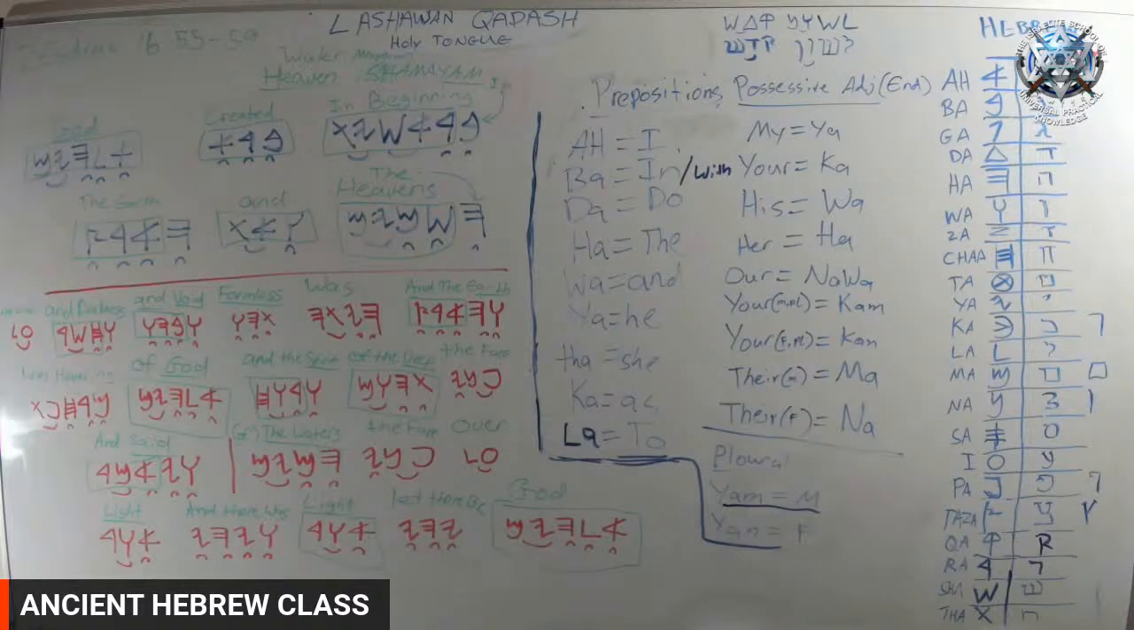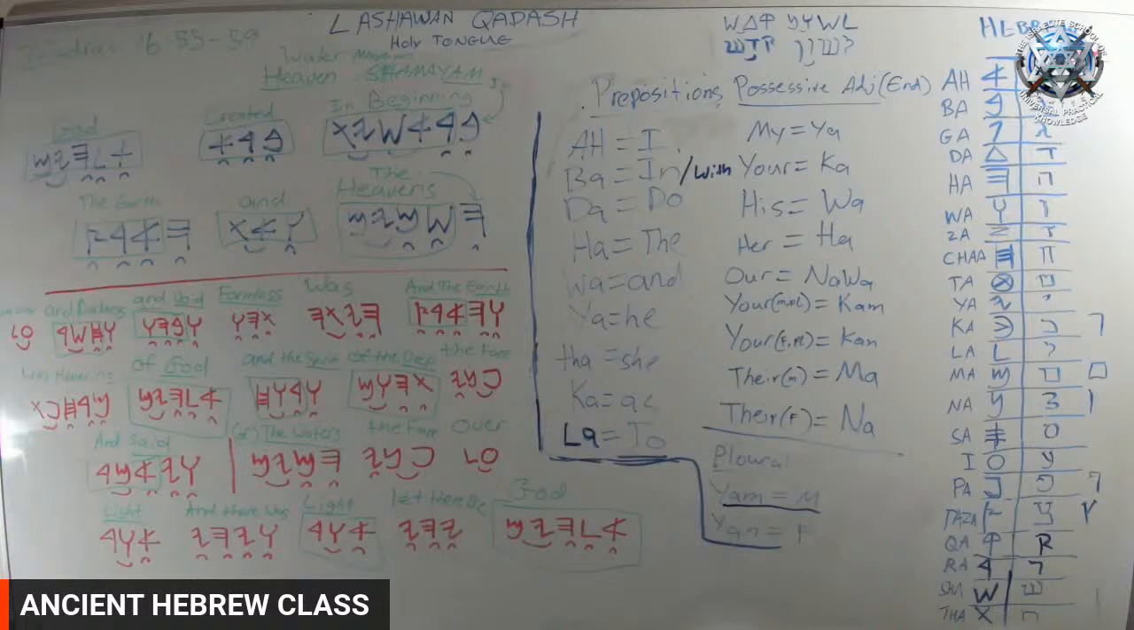I'm gonna try to write larger because, like I said, these characters are small on the screen. All right. What we just read again was Genesis chapter 1, verses 1, 2, and 3 in the Lashon Kodash.